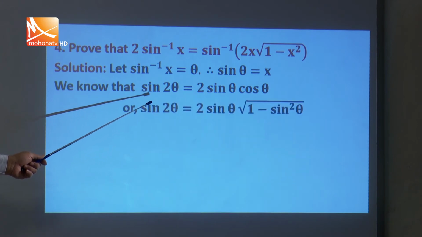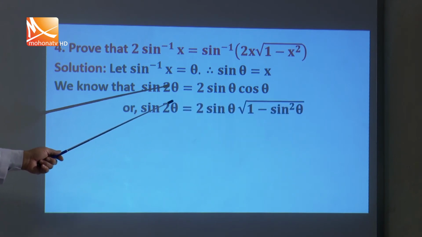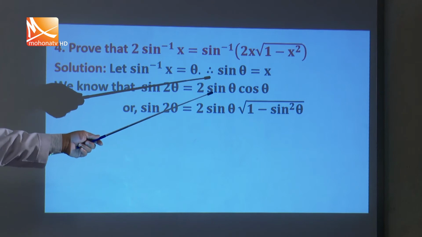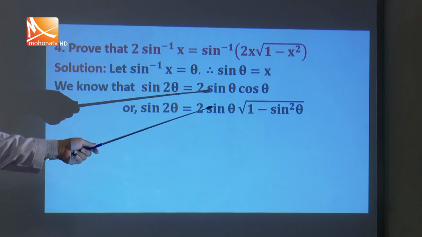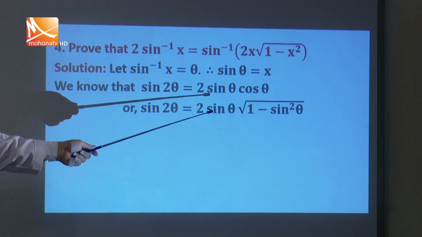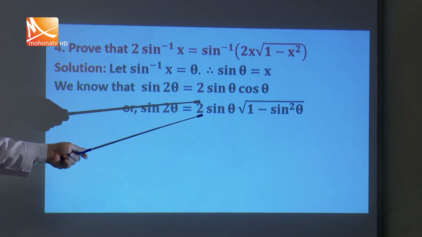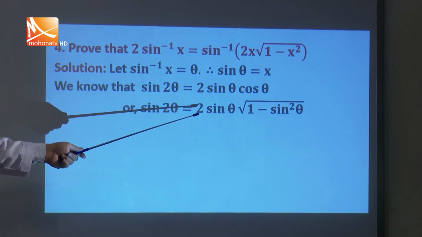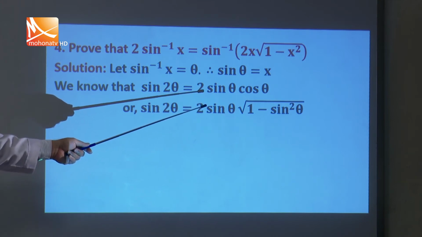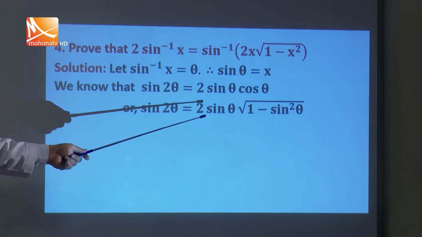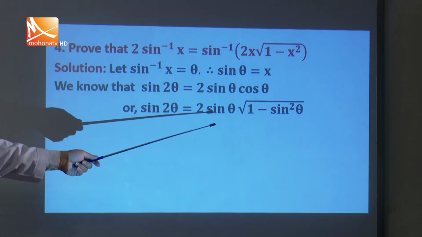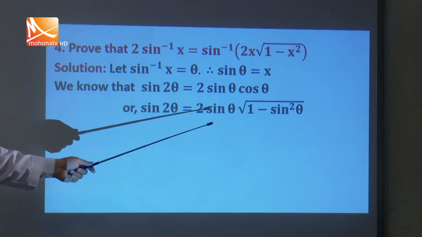Okay. So sin 2 theta equals 2 sin theta cos theta, we can rewrite cos theta in the form square root of 1 minus sin square theta, because we have already learned from the secondary level, sin square theta plus cos square theta equals 1. So cos square theta equals 1 minus sin square theta. That is, cos theta equals square root of 1 minus sin square theta.